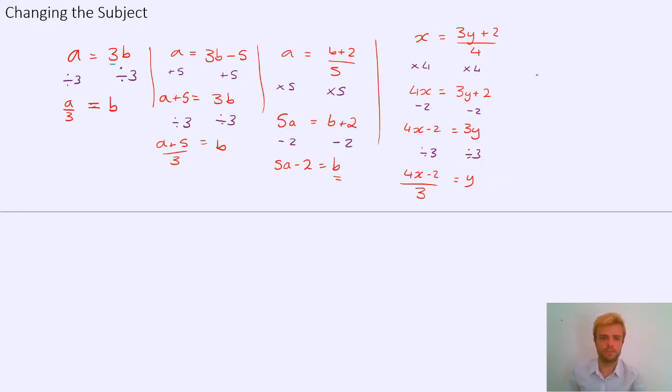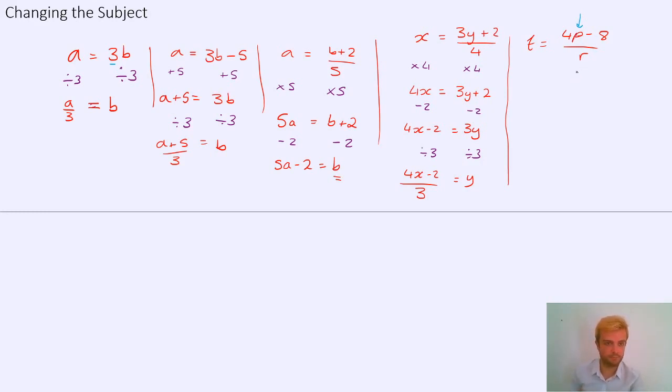One final example, and then I'll put some questions up which you can have a go at if you want. T equals (4p minus 8) divided by r. So there are 3 letters involved there: a T, a P and an R, but in this example it's going to be P that I'm trying to get by itself. So I want to make P the subject.